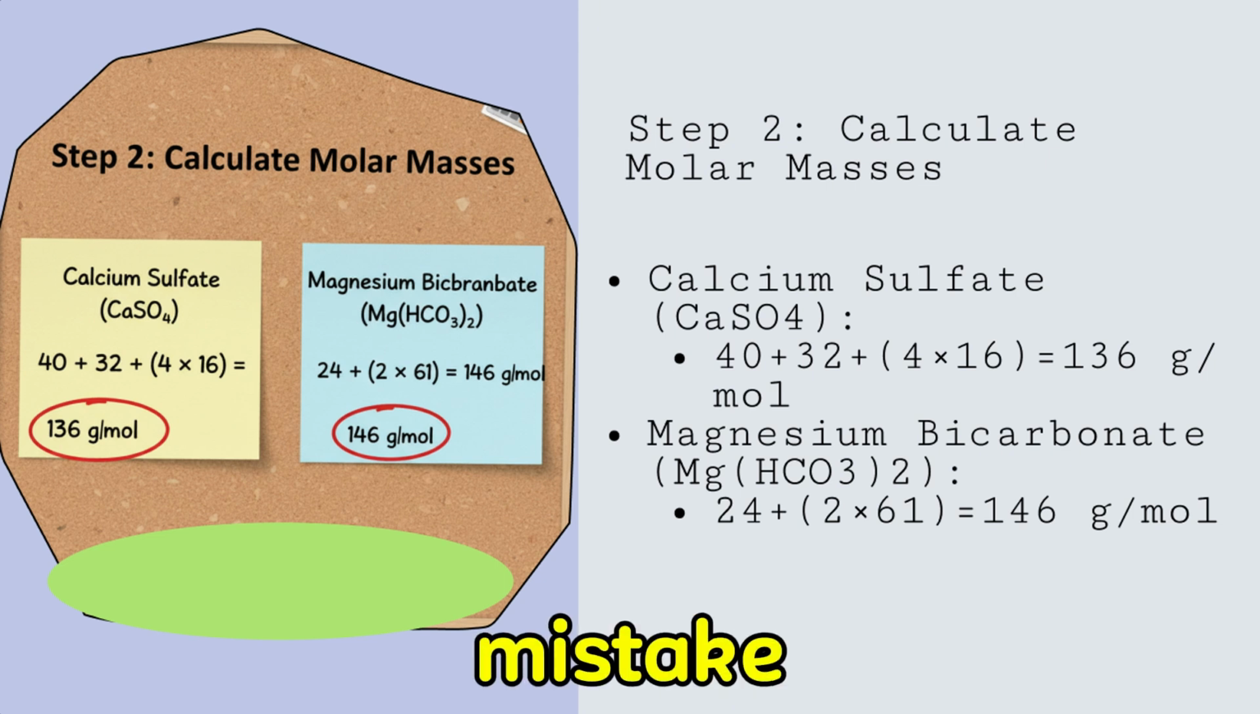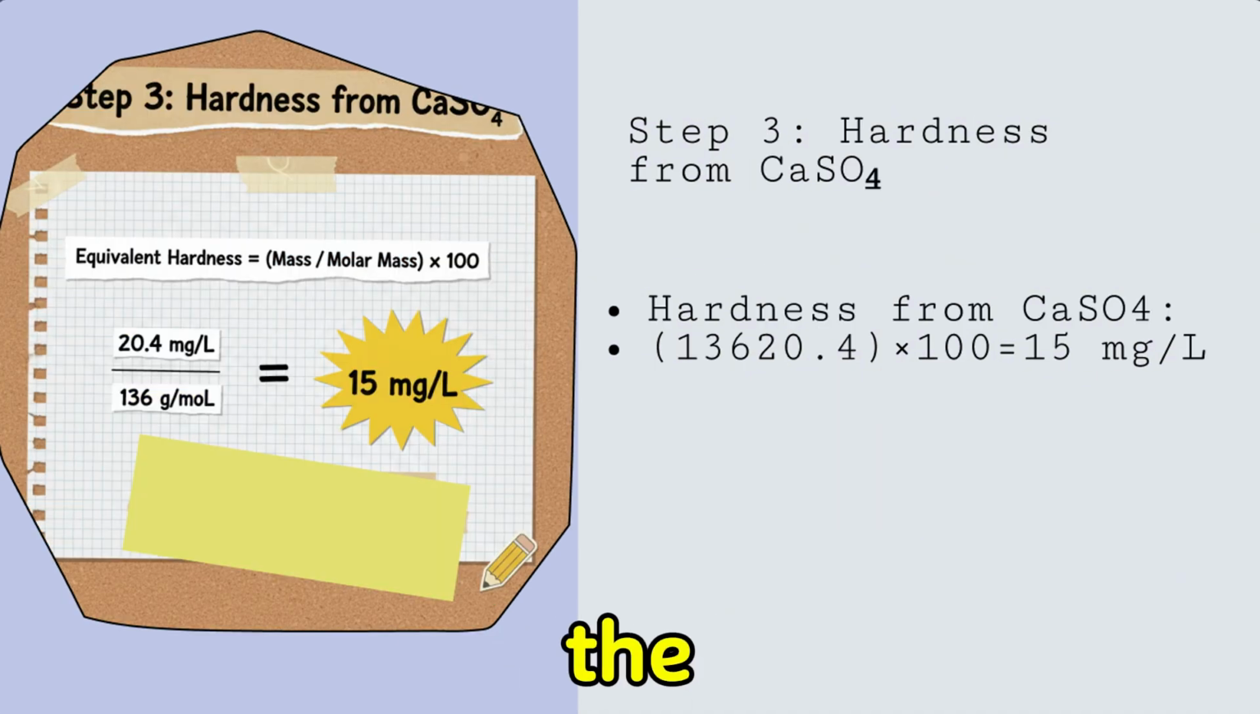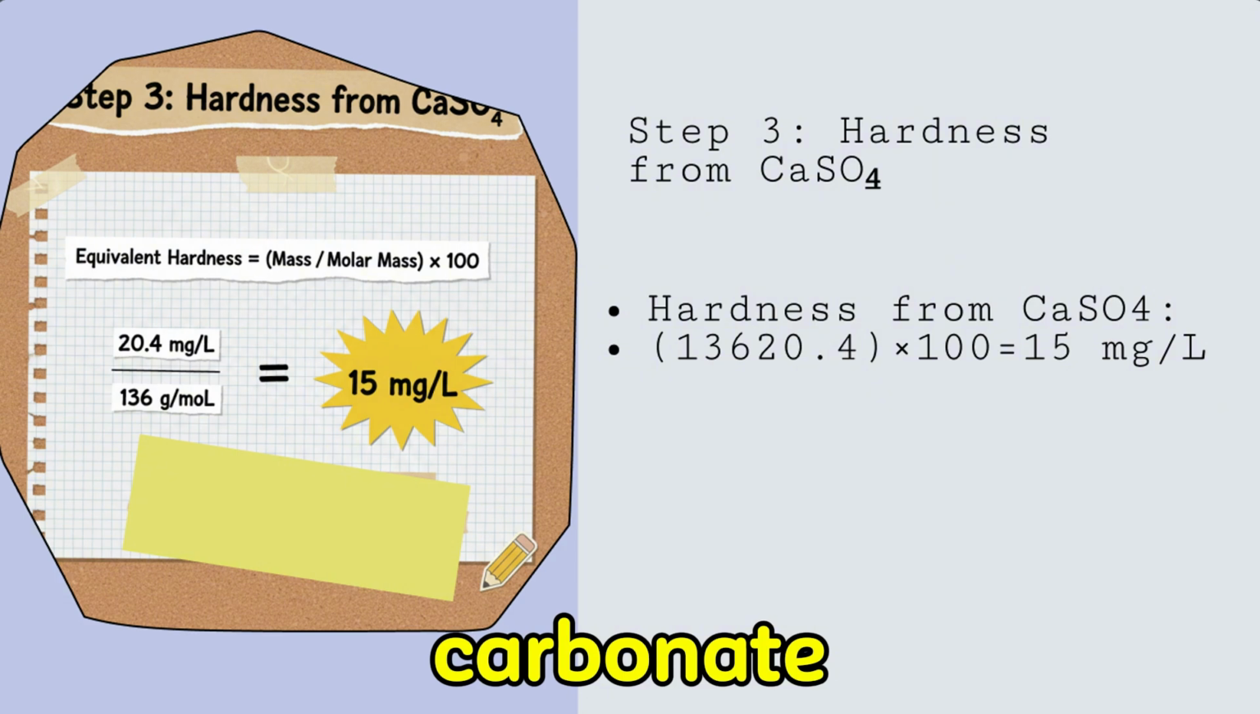A common mistake here is messing up the molar mass calculation. Always double-check your math. Now we just plug the values into our formula for calcium sulfate. The mass is 20.4 milligrams, and the molar mass is 136. So the hardness caused by the calcium sulfate is 15 milligrams per liter in terms of calcium carbonate.